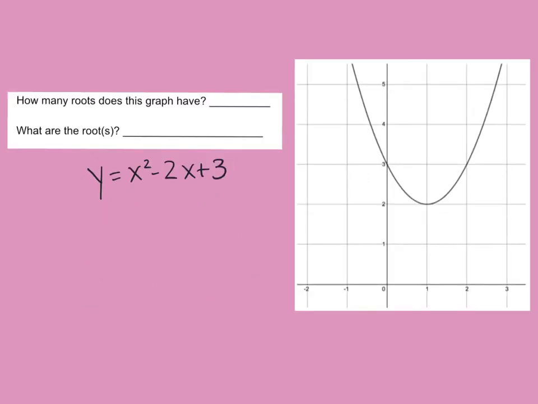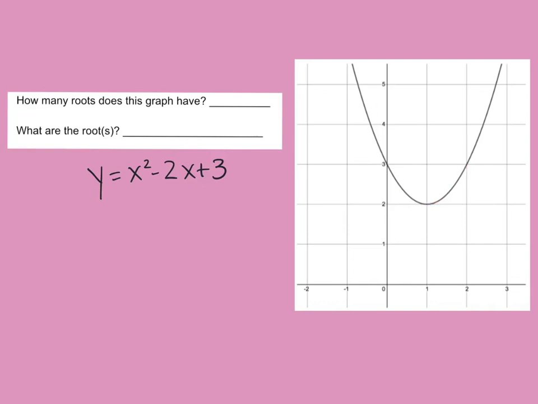The last parabola is this one for the equation y equals x squared minus 2x plus 3. First, how many roots does this graph have? We're looking for how many times the parabola crosses the x-axis. Here's the x-axis, and here's the parabola up here. This parabola opens up, so it has a minimum. It's never going to get lower than this point right here, because in this direction it keeps going up forever, and in this direction it keeps going up forever. So it's never going to be any lower, and that means it's never going to touch the x-axis. It's always going to be hovering above it.